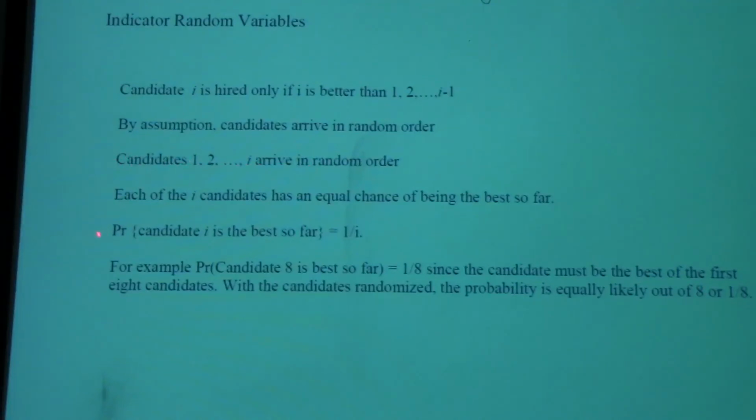So therefore, the probability that candidate I is the best so far is simply 1 over I. And that's what we were talking about before. The probability of the fourth person getting hired is 1 out of 4, because they have to be the best out of those 4 people. If they're not the best, they're not getting hired. So the probability that they're best is 1 out of 4, so that's the probability of getting hired. So 1 over I is the probability of getting hired. Okay, so as the value of your order increases, your probability of getting hired decreases.